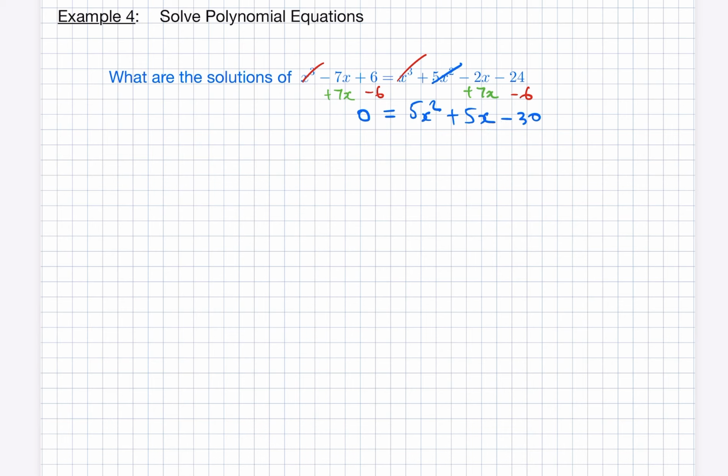Well, I can factor out a 5 out of this polynomial because 5 is the greatest common factor. So if we take 5 out, we're left with x squared plus x minus 6. Okay, now if we divide 5 from both sides, we see that the left side is still 0, and now we're left with x squared plus x minus 6. Okay, these cancel each other out because 5 divided by 5 is equal to 1. So now let's go ahead and factor this.